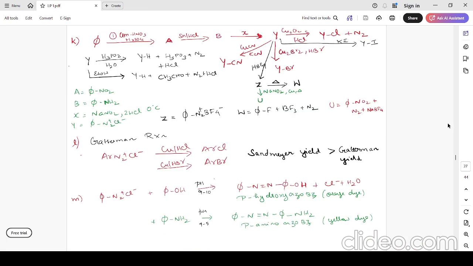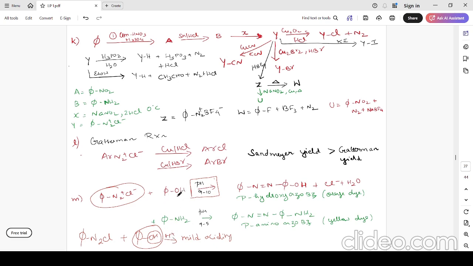So I am discussing another qualitative test for the diazonium salts. Benzene diazonium chloride, when it is treated with phenol, phenol can release H+. It is having mild acidity. Since it is having mild acidity, I am treating it at the pH range of 9 to 10 so that the H+ is being lost by the phenol.